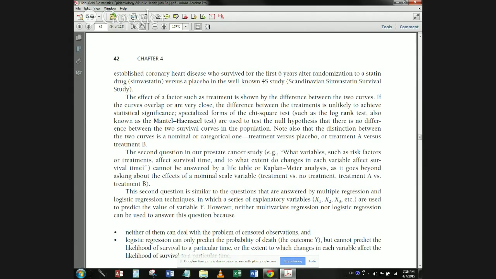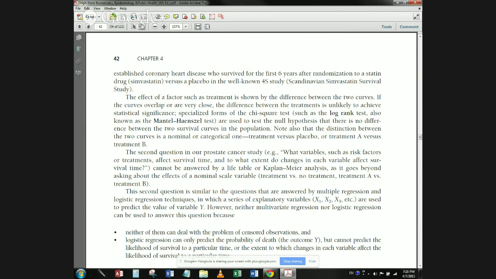The effect of a factor such as treatment is shown by the difference between the two curves. If the curves overlap or are very close, the difference between the treatments is unlikely to achieve statistical significance. Specialized forms of the chi-square test, such as the log rank test, also known as the Mantel-Haenszel test, are used to test the null hypothesis that there is no difference between the two survival curves in the population. Note also that the distinction between the two curves is a nominal or categorical one: treatment versus placebo, or treatment A versus treatment B.